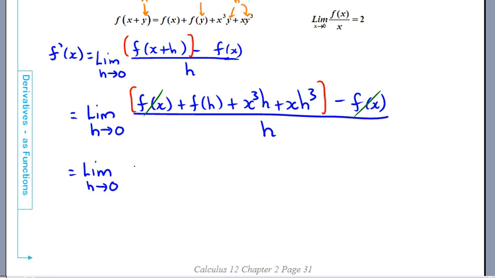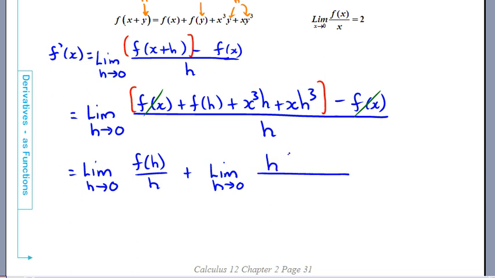But maybe I'll split this up into two different limits. I could do the limit of f of h on top of h. There, that'll deal with that part right there. Now let's deal with the rest of it. What about those two things sitting on top of an h? We'll just do that as a separate limit. Plus the limit as h goes to 0. What I like about those last two things is they have a common h, so I can go and extract them and pull them out front. And I'll have x cubed plus x h squared, all sitting on top of an h.